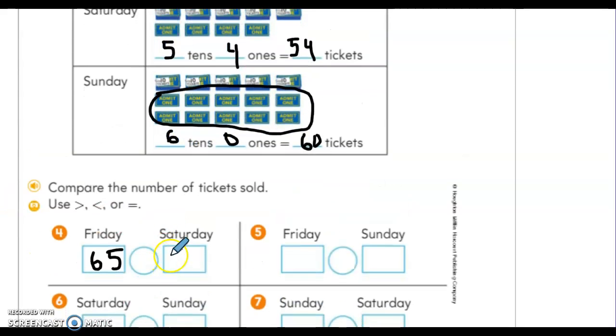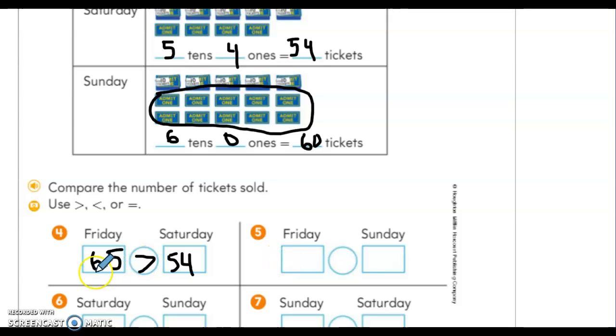Saturday, 54. So we're taking the answers that we got up here and putting them into our comparison sentence right here. So we're going to say 65 is greater than 54, 65 is less than 64, 65 is less than 54, or 65 is equal to 54. So you're going to put in greater than, and you read it from left to right, 65 is greater than 54. Okay, let's try the next one.